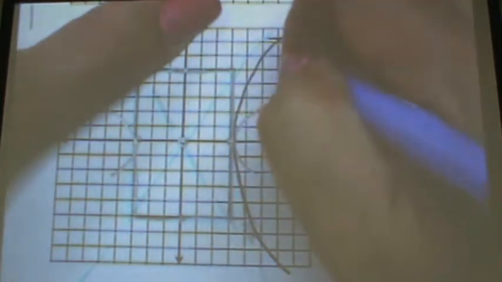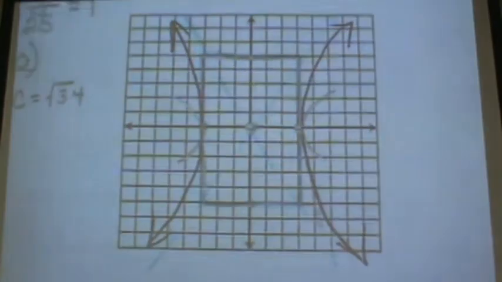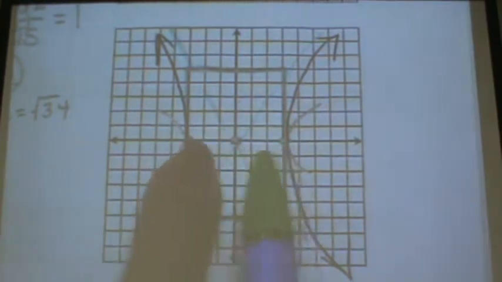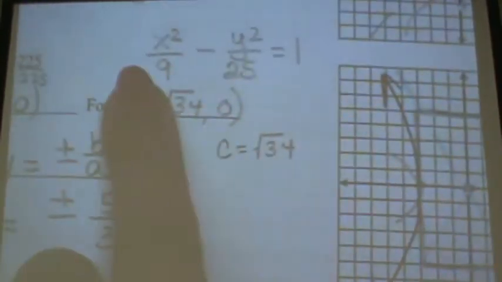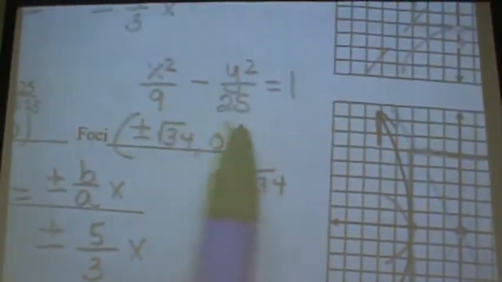You want to be more accurate. Looks like that. I just sketched this to get myself prepared for what it's going to look like. So these are better graphs. So look at these asymptotes. It's 5 and 3. This is your A value. A is 3 and B is 5. You have these mixed up. Next.